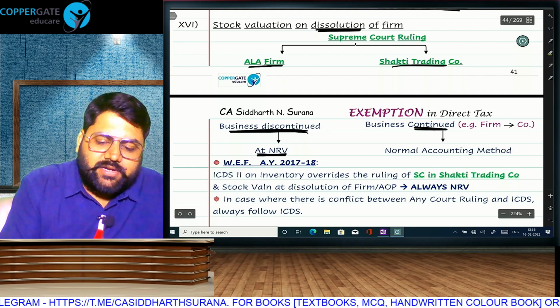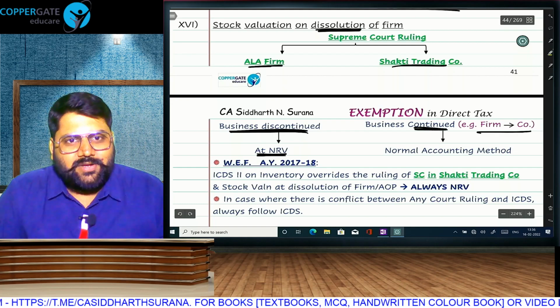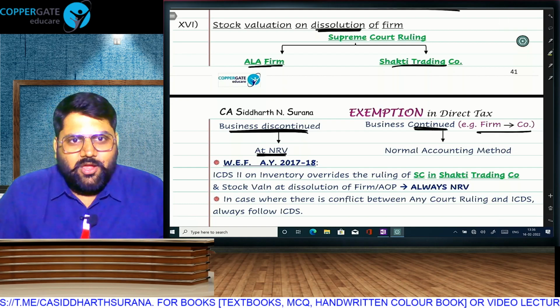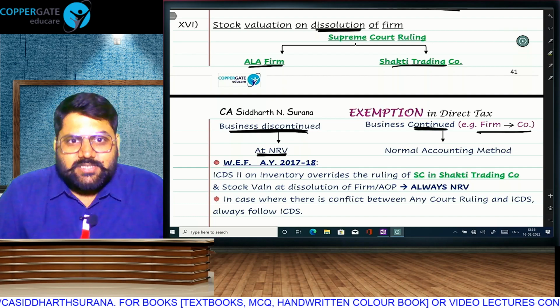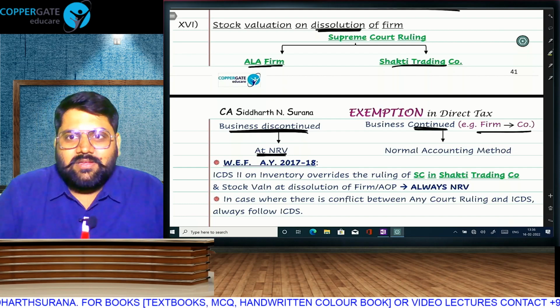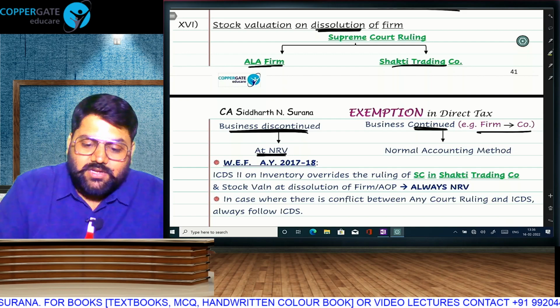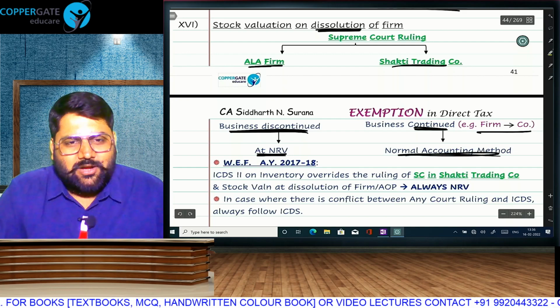But here the business continued. Example, a firm converted into a company. Firm dissolved, but business is continuing. Firm converted into proprietorship. Succession, one firm dissolved, another firm starts. Business continues. Then the Supreme Court said to continue the normal accounting method.